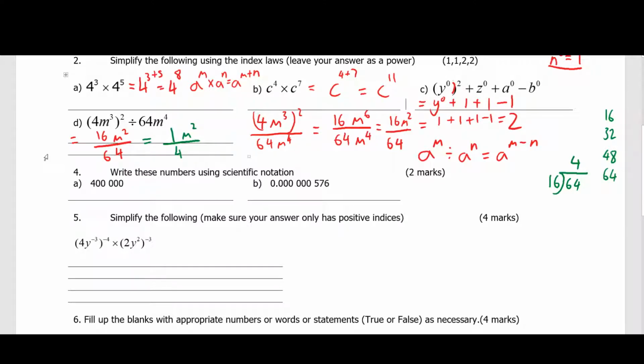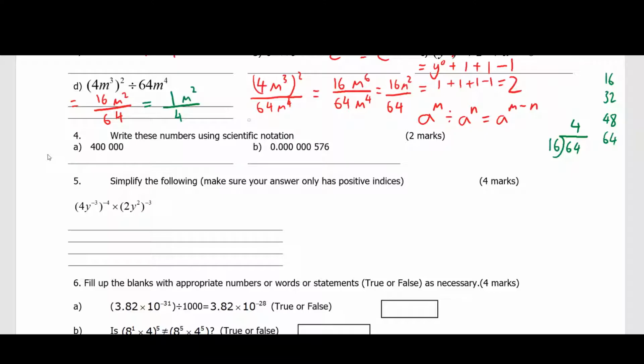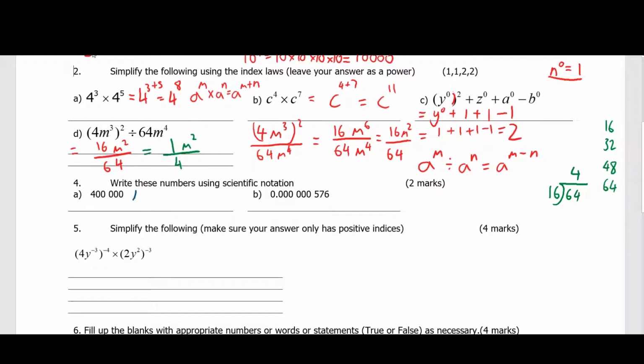Number 4. Write these numbers using scientific notation. Here we've got 400,000. So this is going to be 4 times 10 to the power of 5. Why? Because we had 1, 2, 3, 4, 5 jumps after the 4.